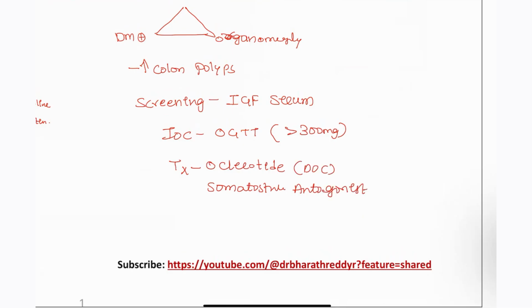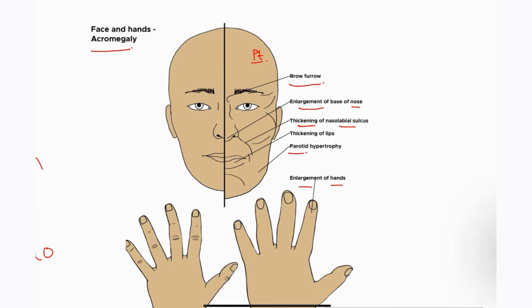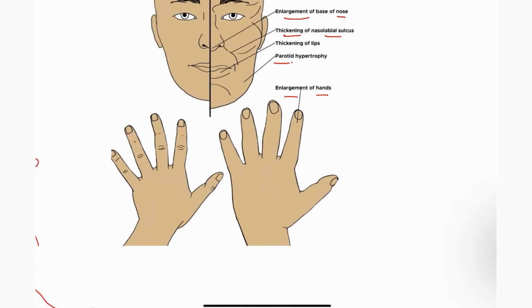Next, what are the features? Here you can see there will be facial enhancement in acromegaly. So this is the patient. Okay, brow enlargement, enlargement of the base of the nose, thickening of the nasolabial sulcus, parotid hypertrophy, enlarged hands. One of the celebrities, Great Khali, is having this condition.